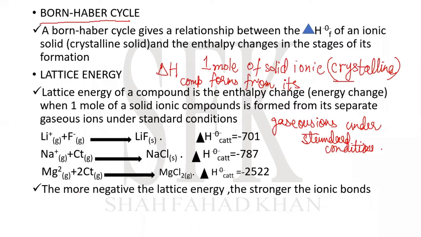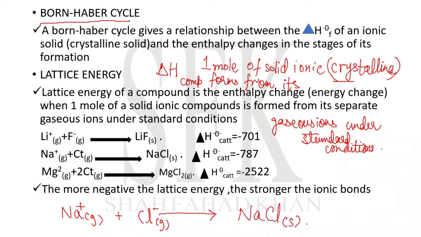So for example, sodium chloride formation. If you have sodium ions in the gaseous form and you have chloride ions in the gaseous form, they are oppositely charged, right? So obviously attraction will occur between them and they'll combine together to form sodium chloride solid, 1 mole of sodium chloride solid. Enthalpy change of this reaction is going to be the lattice energy of NaCl.